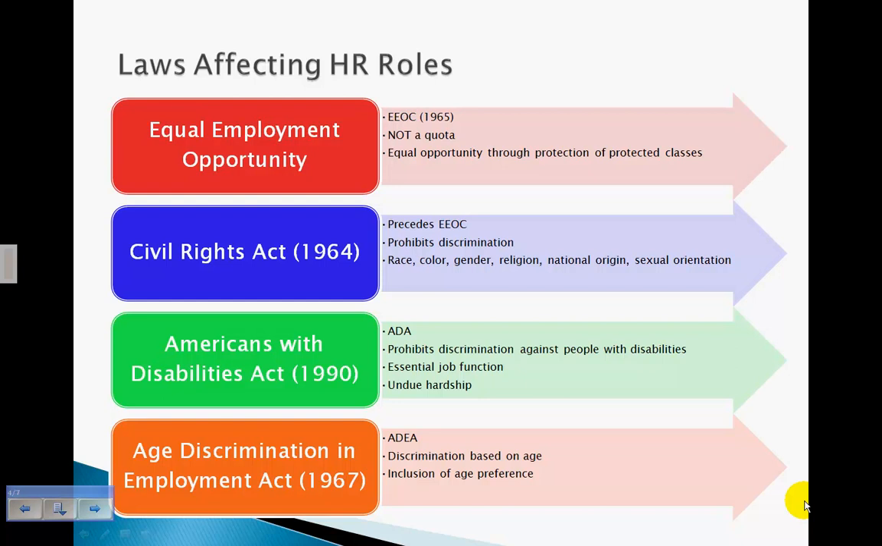Finally, the Age Discrimination in Employment Act. This is closer to the first two acts, in 1967, the ADEA, which prohibits discrimination based on age or advertising including an age preference. We want someone 20 to 25. We want someone 18. Unless it has some legal basis.